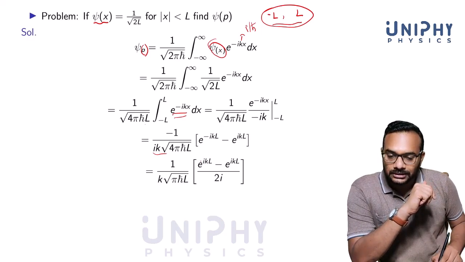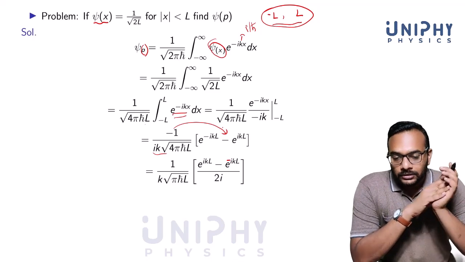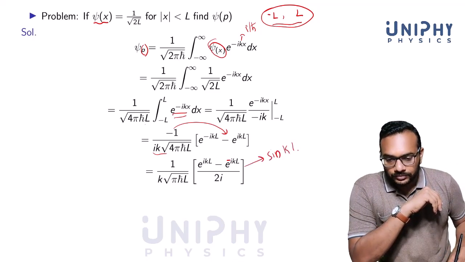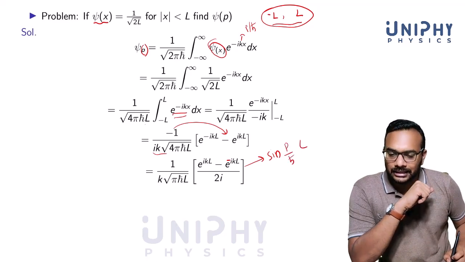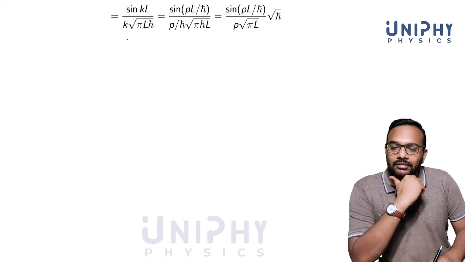There's a minus here, so there's a minus. I missed a minus there. You take this minus inside here. So what's this? This is simply sine kl, or sine p by h cross L. That's what we have. It's sine kl divided by k square root of pi L h cross.